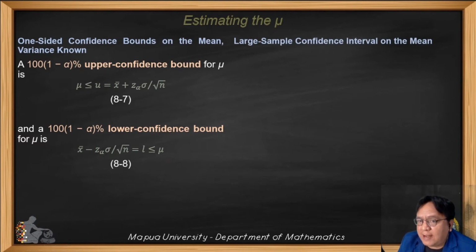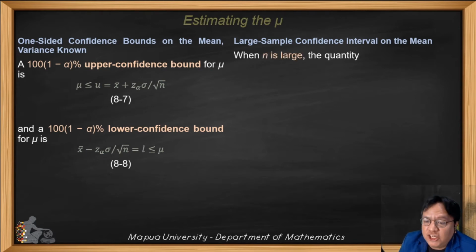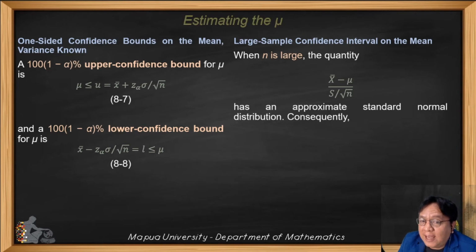Now, for the large sample confidence interval on the mean, if we consider the sample to be large enough, based on our previous discussions, we say that it is large when n is greater than or equal to 40 from the textbook Montgomery. But for other references, when n is greater than 30, we consider it large. So we use x bar minus mu over s divided by square root of n. Hence, it has an approximately standard normal distribution.